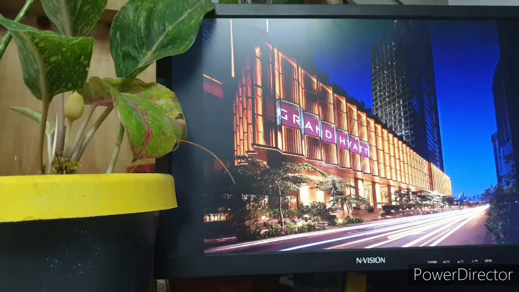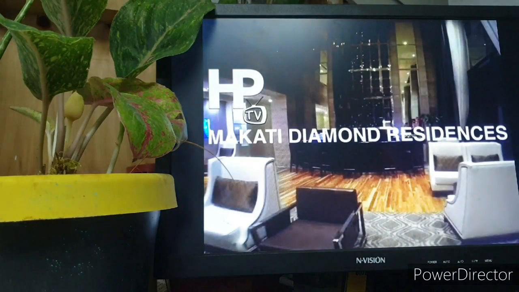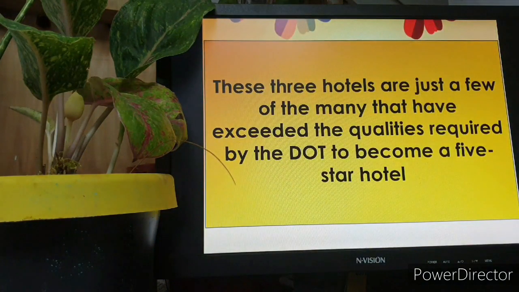Grand Hyatt, Makati Diamond Residences. Of course, these 3 hotels are just a few of the many that have exceeded the qualities required by the Department of Tourism to become a 5-star hotel.